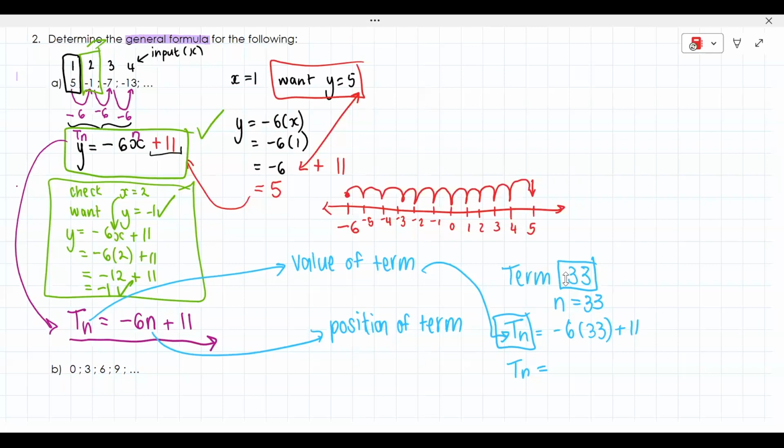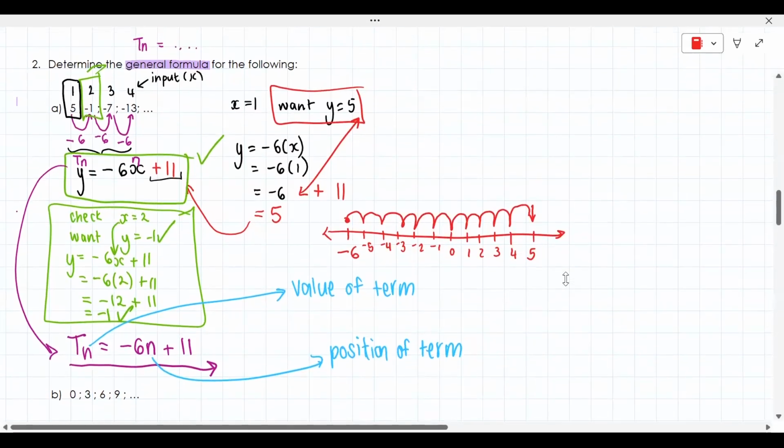All right. So this is why Tn and n essentially mean the same thing as what we've been dealing with. It gives us the value of our term. So again, it's our y value, and the position of our term, which is, if we go back to the basics, the x value. All right. So as long as you can find a rule, you can always write it in terms of t and n.